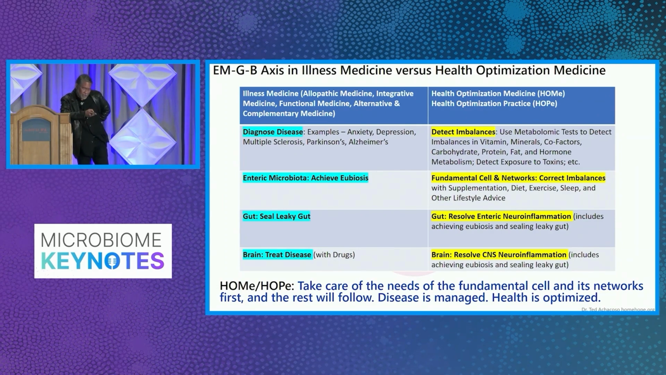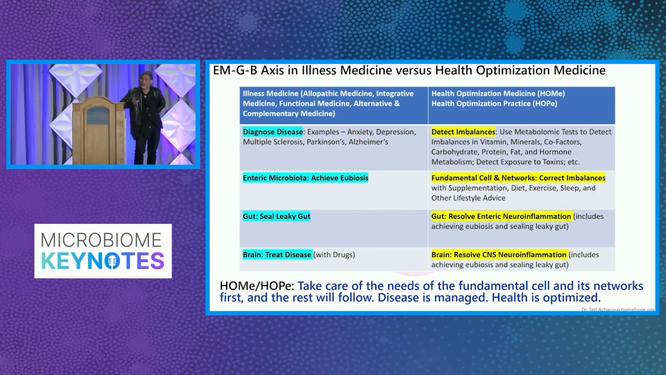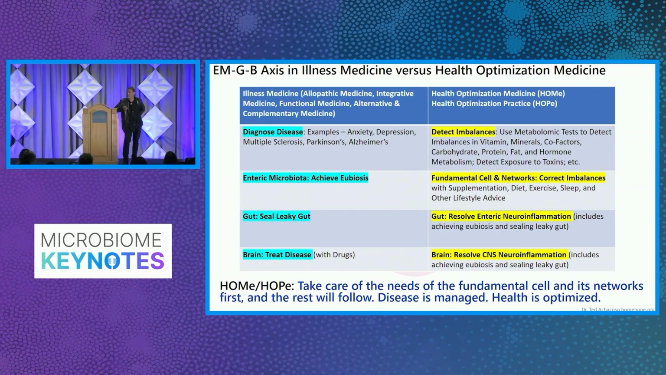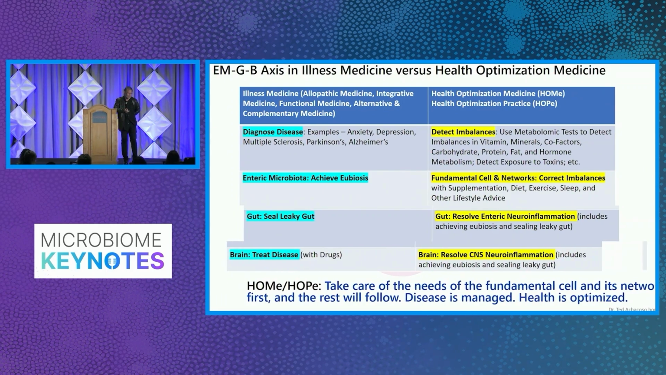Home hope: take care of the needs of the fundamental cell and its network first, and the rest will follow, because disease is managed, but health is optimized. Managing means that you're only there until the disease resolves, but with health, you're there every day. And my favorite question from an audience one time was asking me whether or not we could bank exercise. Actually, you can't, and that's just like health optimization, right?